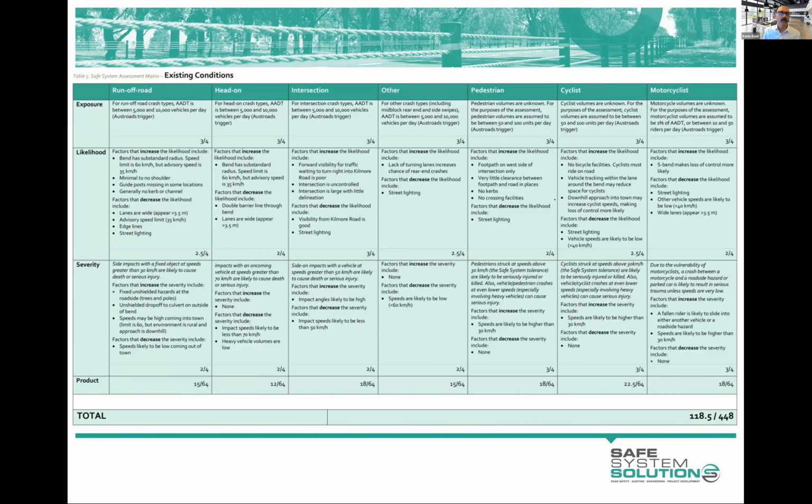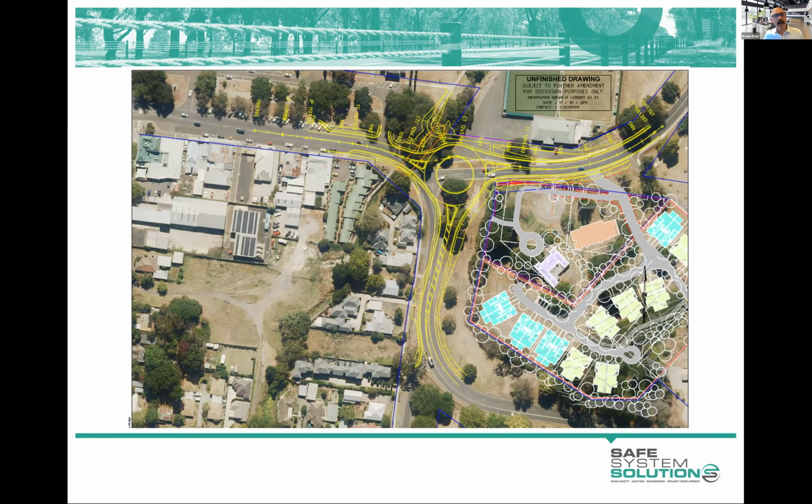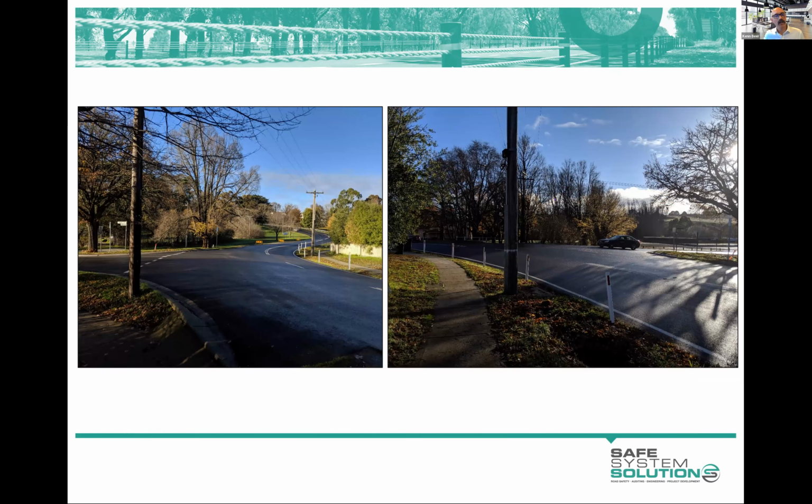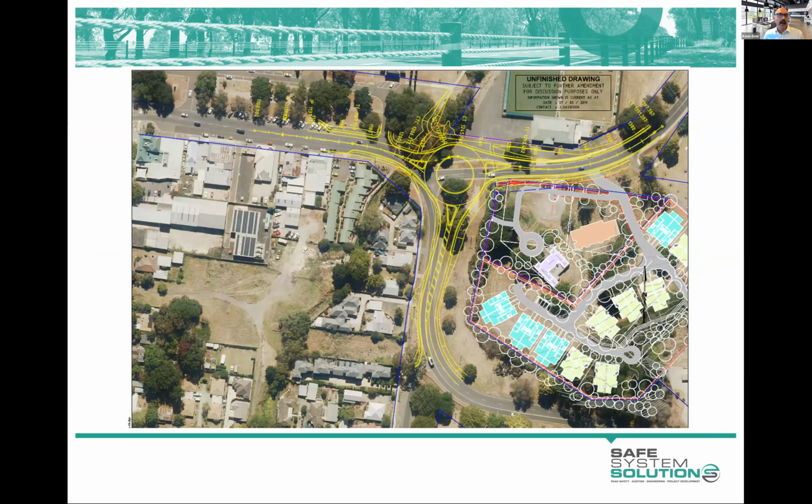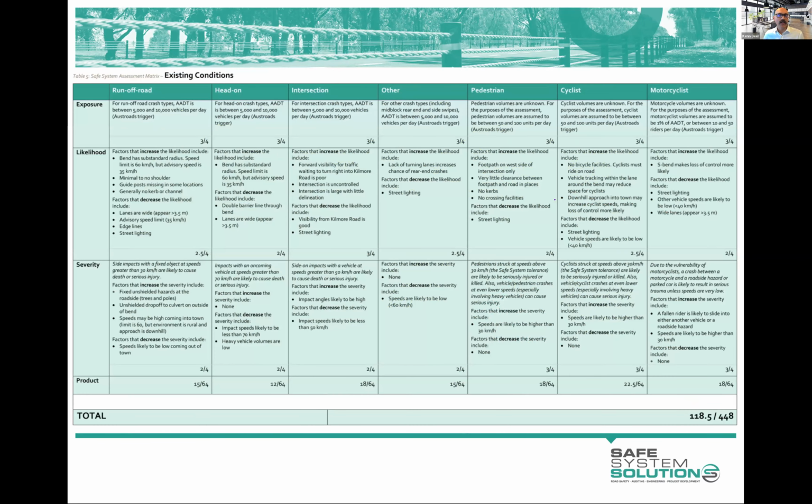So what we do is we start with the existing road. So let me just jump back here. There you go. We start with that. There's no roundabout there. There's no signals there. It's just what's currently there before any upgrade. We look at it and say, right, what is the exposure to crashes currently? What's the likelihood of crashes currently? What's the severity of crashes currently? And we score all of these.